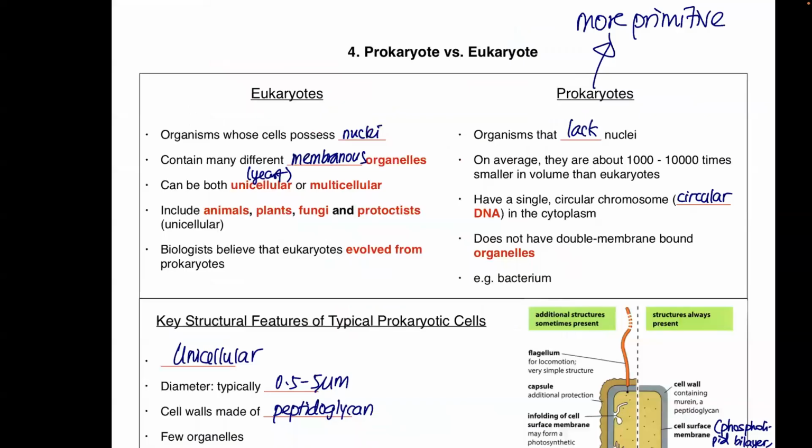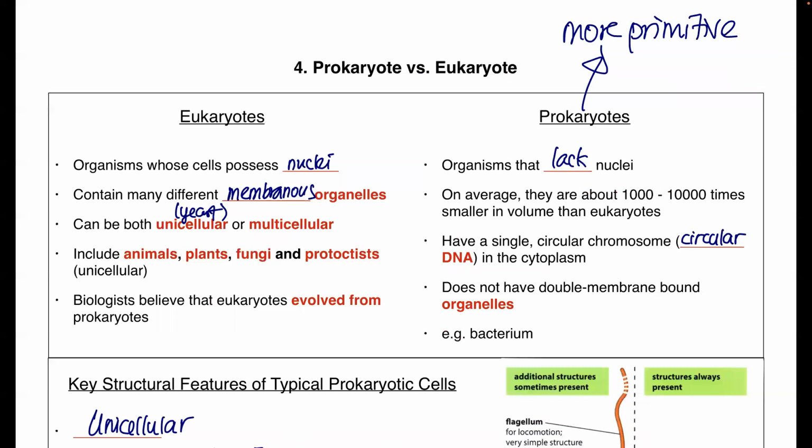Next, prokaryotes versus eukaryotes. We have had some discussion about this. Prokaryotes are generally the more primitive organisms. Primitive means older in origin.